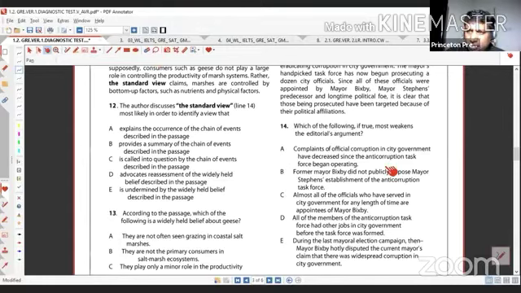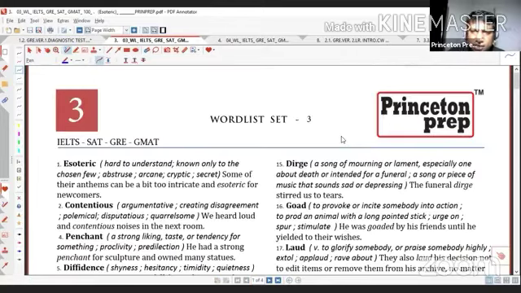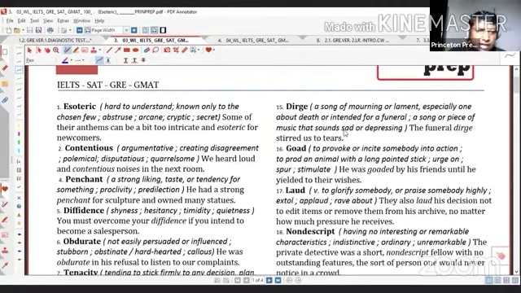Okay, so we're going to start. It's almost 7. We're going to start our vocabulary today. Vocabulary will be covering 33 words in our word list set 3 today. And let's see the words, and I'll be reading out the words. If you have any questions, you can ask me about the words.